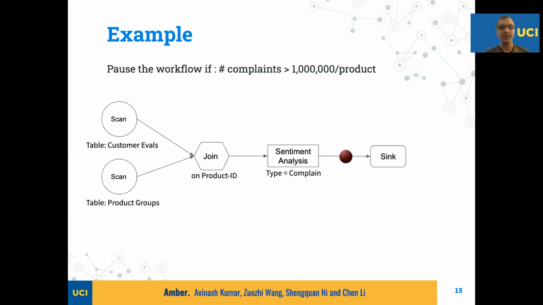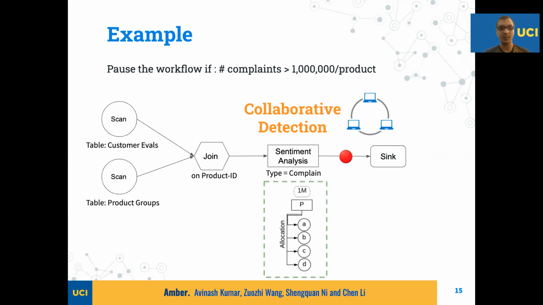Since we want to detect such cases, we set up a conditional breakpoint to detect a spike in complaints. An interesting aspect here is that the detection of a condition may require collaboration between actors on different machines. We call this a global breakpoint. For example, in this workflow, the 1 million complaints threshold needs to be collaboratively detected by all the workers of the sentiment analysis operator that may be on different machines.